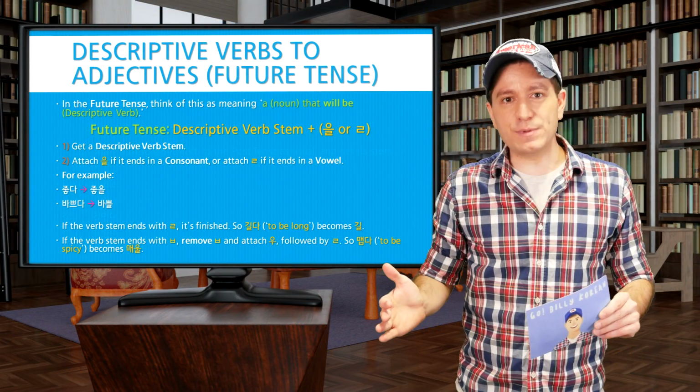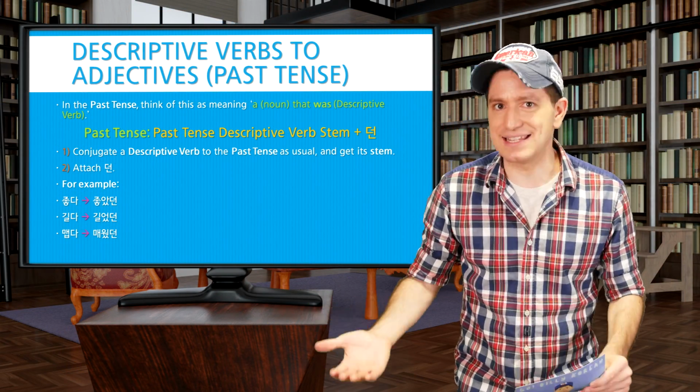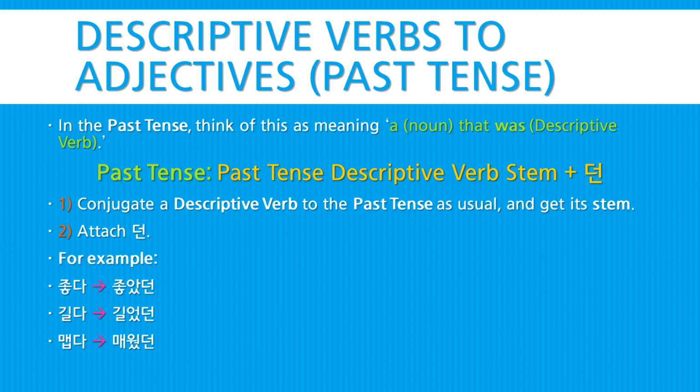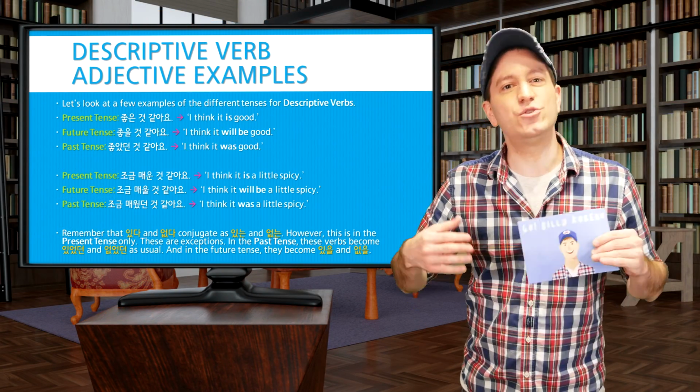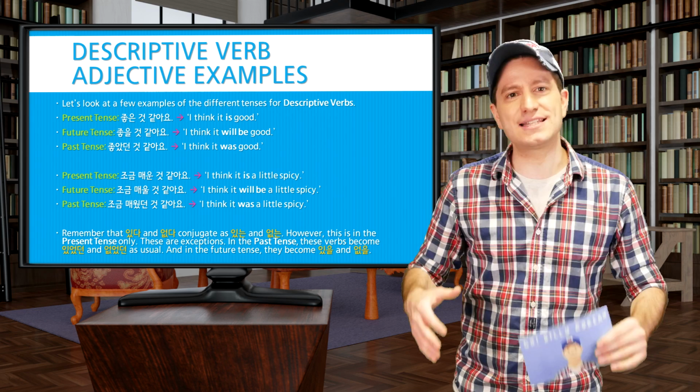Descriptive verbs can also be conjugated to adjectives in the past tense, and you can think of this as meaning a noun that was descriptive verb. To do that, conjugate a descriptive verb to the past tense as usual, and then get its stem by removing anything after the 았 or 었. Then attach 던. For example, 좋다 would become 좋았던. 길다 would become 길었던. And 맵다 would become 매웠던. Okay, so we've learned how to conjugate descriptive verbs into adjectives in the past tense, present tense, and future tense.